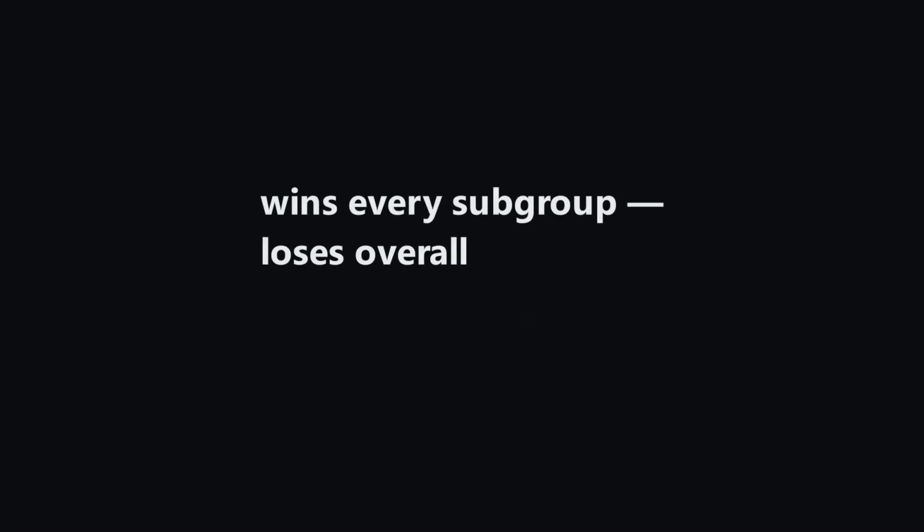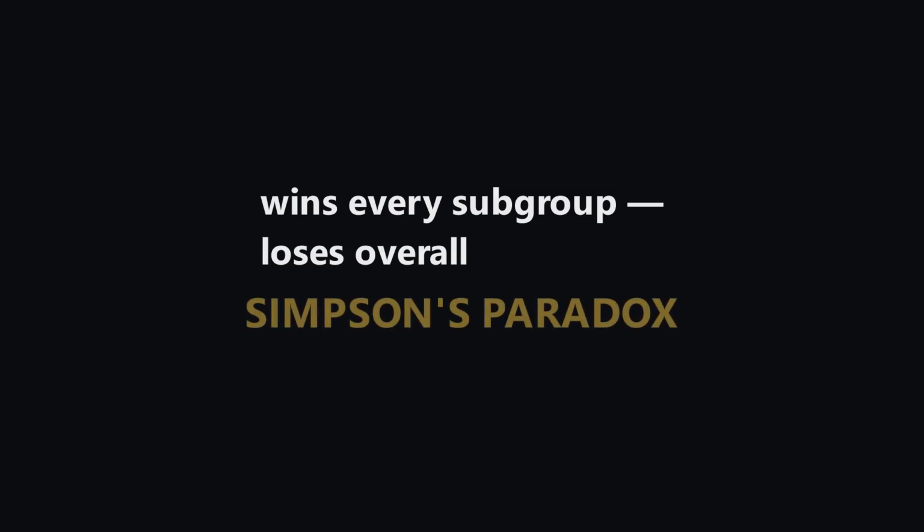But split those same patients into mild and severe cases, and something bizarre happens. Among mild cases, drug A wins. Among severe cases, drug A wins too. Drug A wins in every subgroup, yet loses overall. The exact same data tells two opposite stories. This is Simpson's paradox, and once you see it, you can't unsee it.